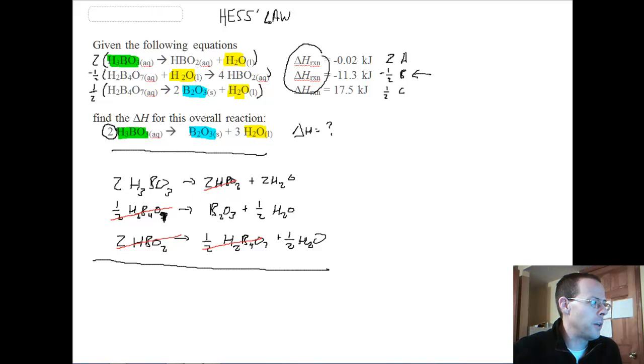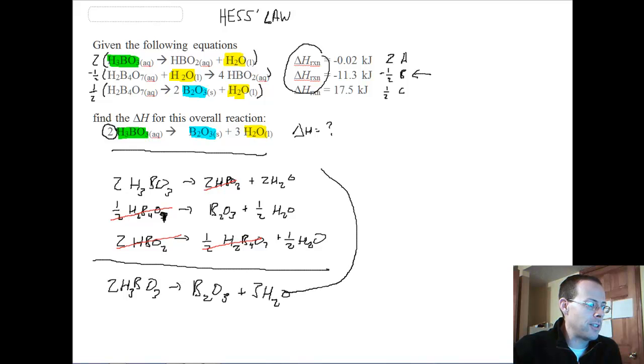So what I'm left with is, on the reactant side, two H3BO3s, and they react to form B2O3, as well as 2 moles of water, plus half a mole of water is 2.5, plus another half is 3 moles of water. So notice this equation matches exactly my equation up here, which is 2 H3BO3s yields B2O3 plus 3 waters. So these sum to my overall equation.